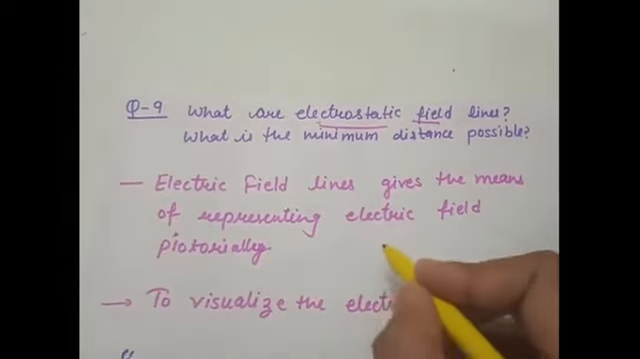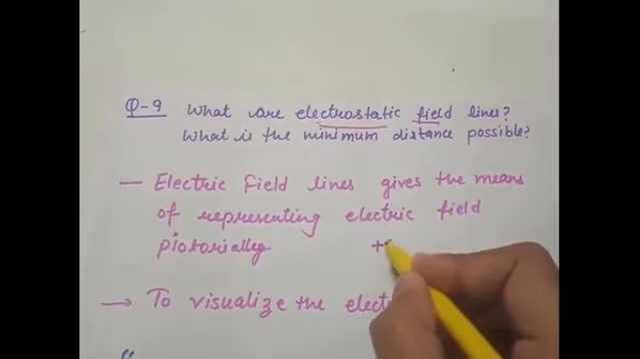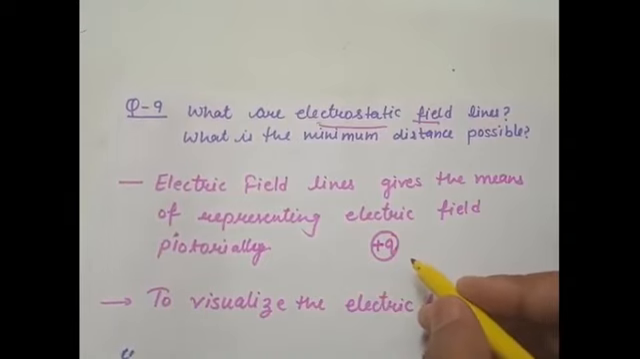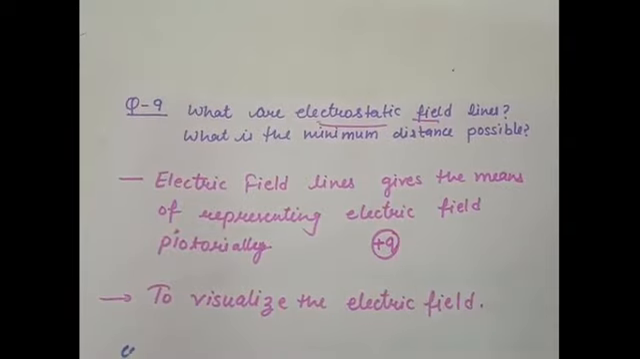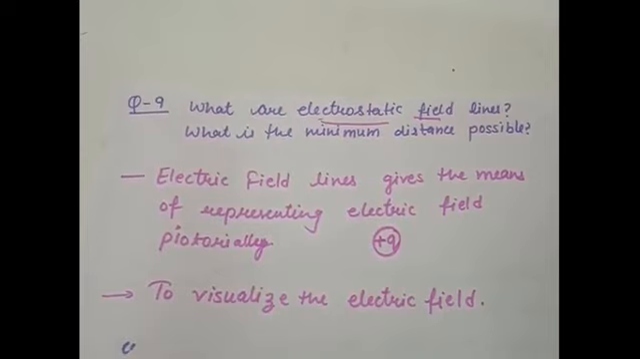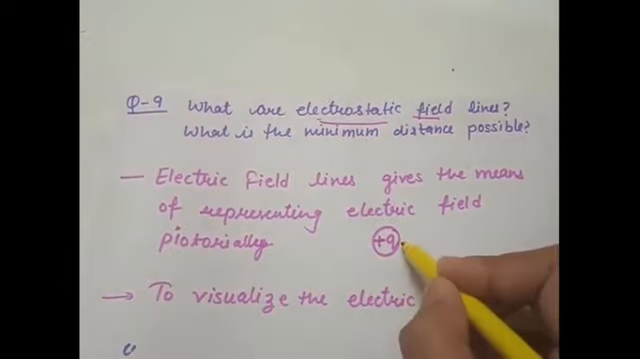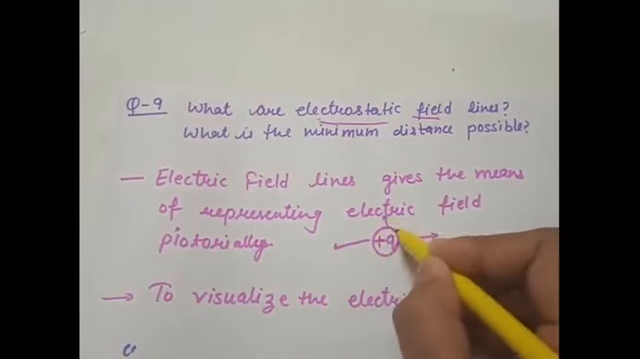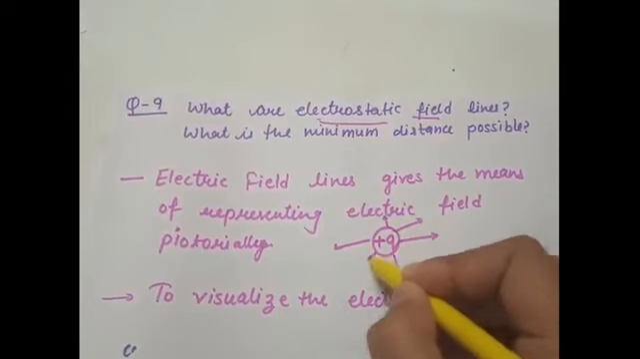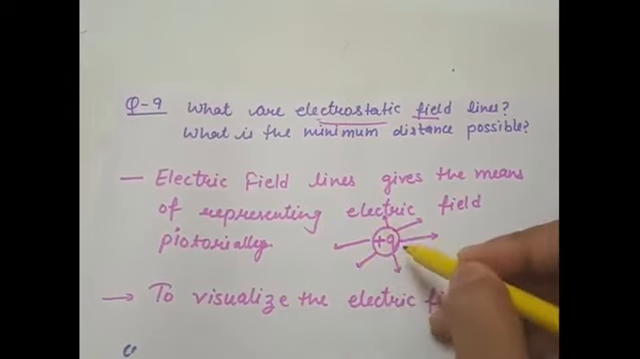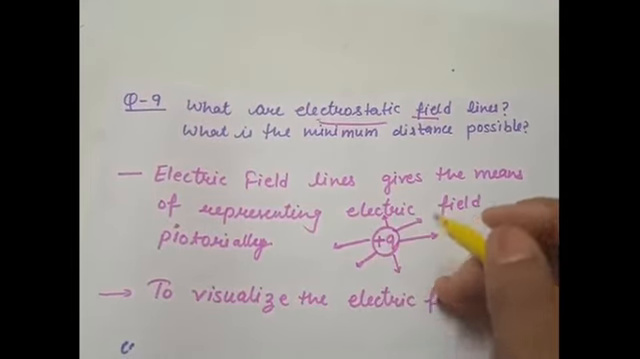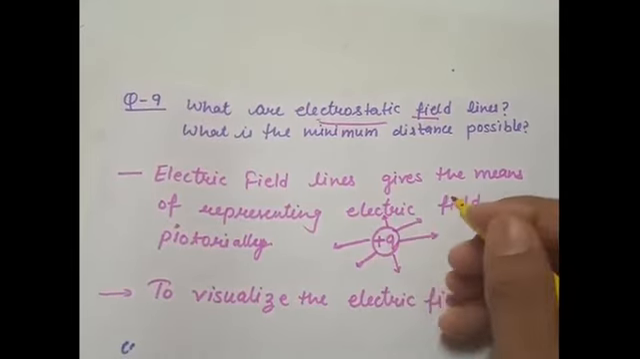That means if a charge is there, suppose we have a plus Q charge, then the electric field lines are basically the path of electric field, which can be straight or curved. So it will be something like this, because this is a region around the charge in which the other charged particle can experience some force of interaction. So electric field lines are a better way to visualize the electric field.